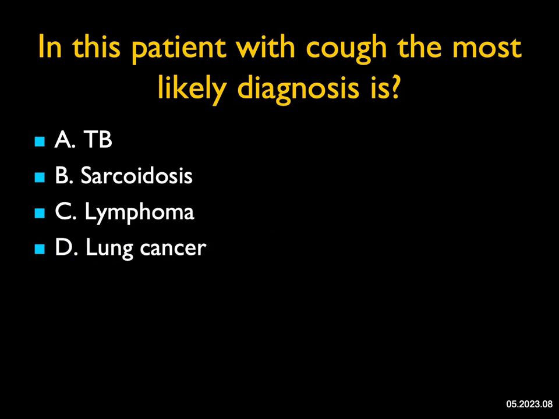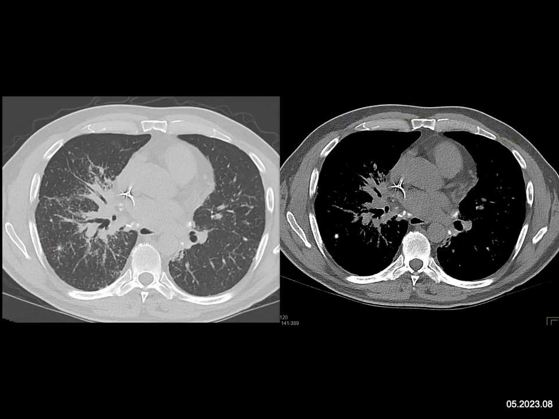In this patient with cough, the most likely diagnosis is, well, what do we see here? We see adenopathy in the right hilum. Some of the nodes in the subcarinal region as well as left hilum are calcified. And then we see what appears to be an infiltrating process along the vessels with thickening of the bronchi. I guess you could consider TB.